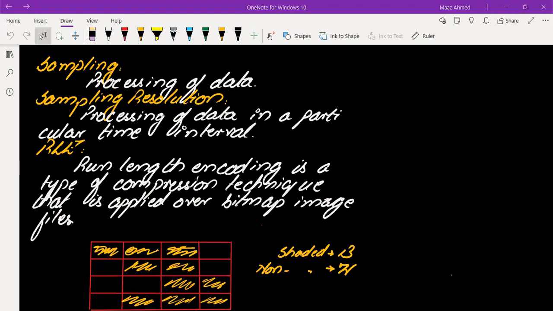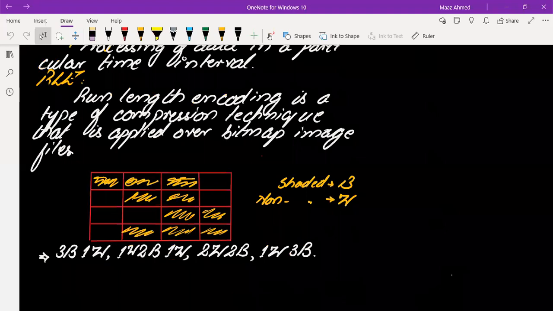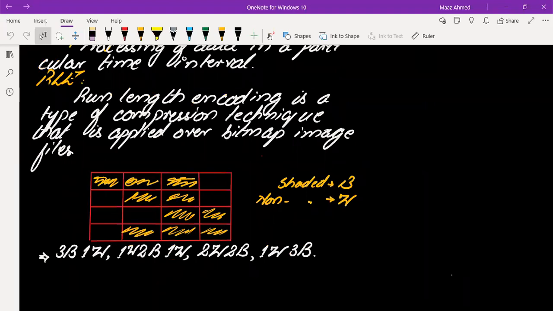Yes, sir. Now coming towards the RL, that is regarding the run length encoding. It's a type of compression technique that is basically applied over images. The image file can be JPEG or bitmap or PNG or whatsoever. Now how are we going to compress it? For example, this box is basically representing an image with some shaded areas and some non-shaded areas. We need to compress that in a lossless compression manner.